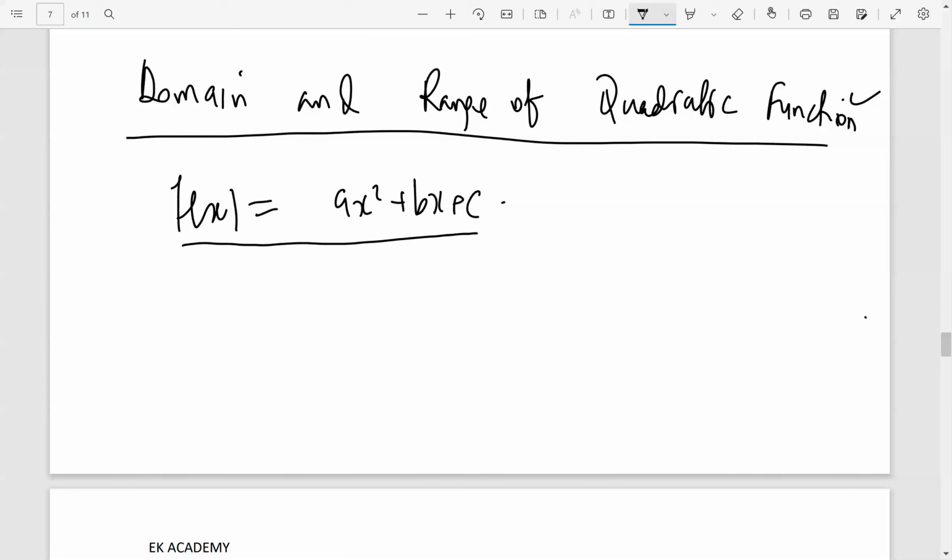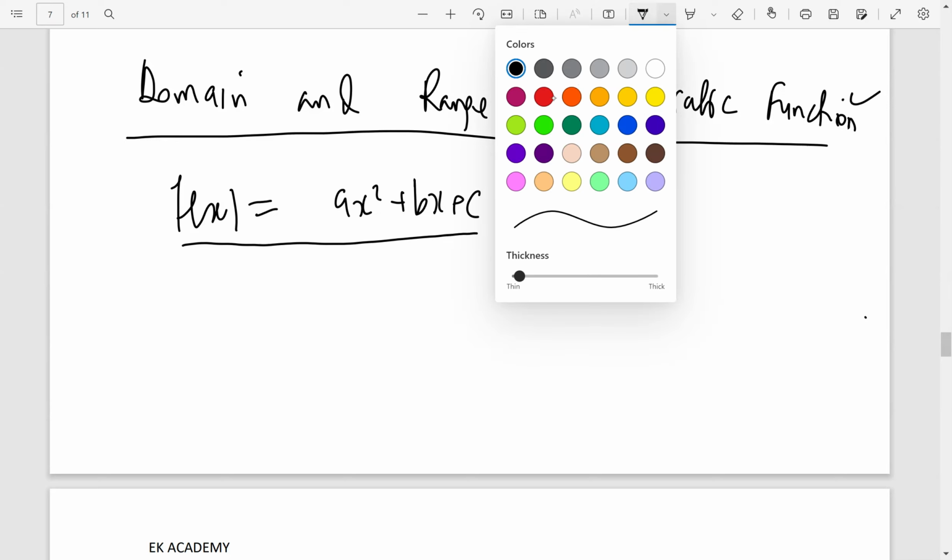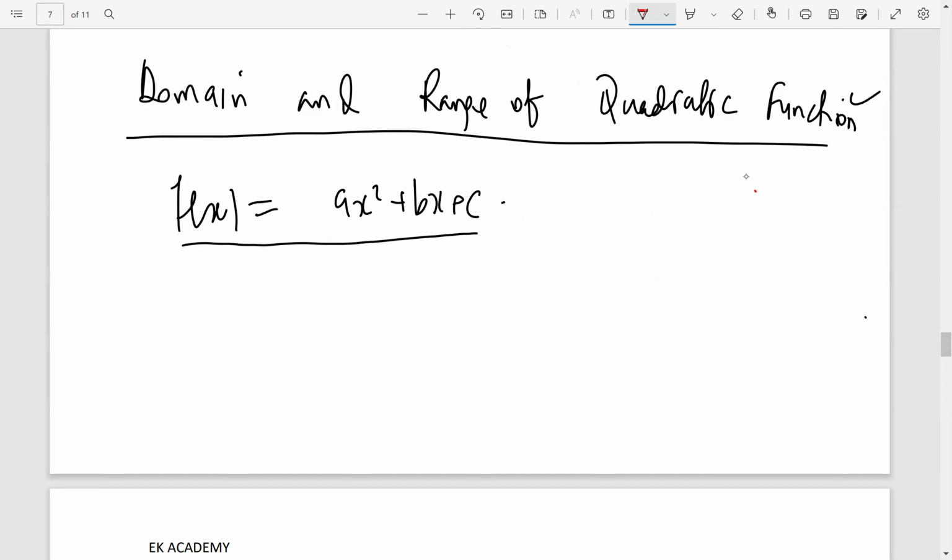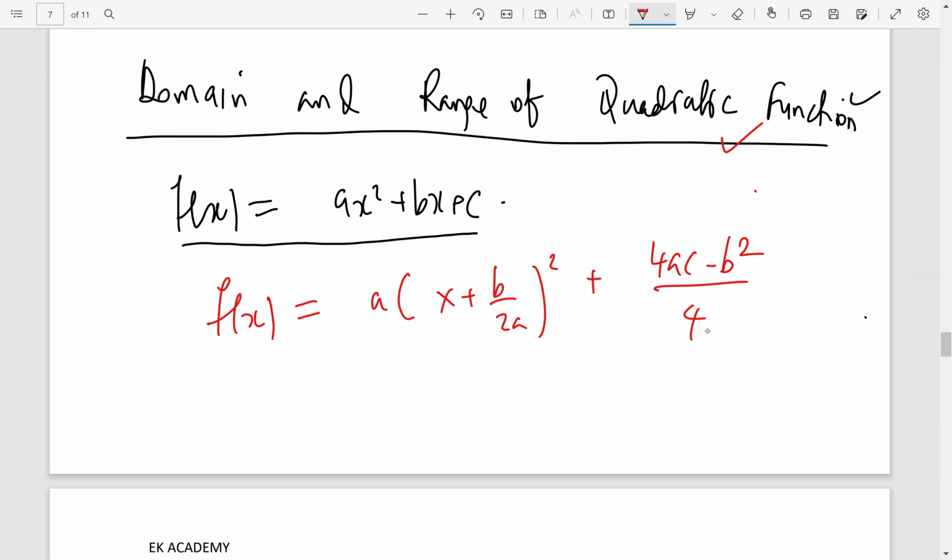Hi dear friends, now let us talk about domain and range of quadratic function. Being given f of x equals ax squared plus bx plus c, we have already derived the form which can give us a clear picture of how we can characterize the quadratic function. We have seen that f of x, by using the completing the square method, can be written as a times (x plus b over 2a) squared plus (4ac minus b squared) over 4a.